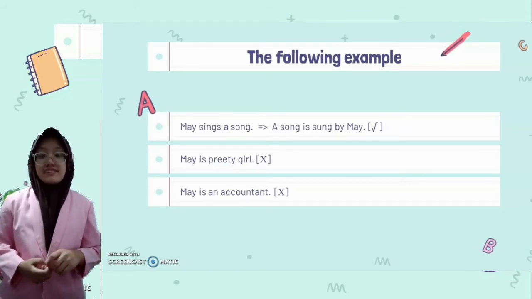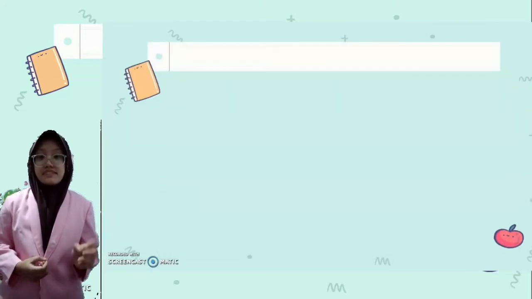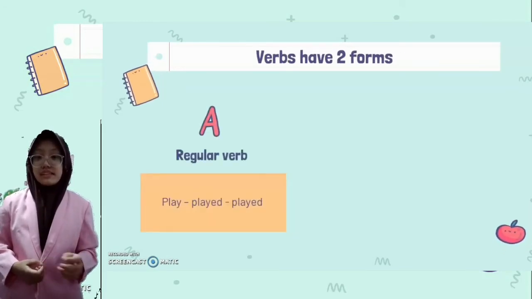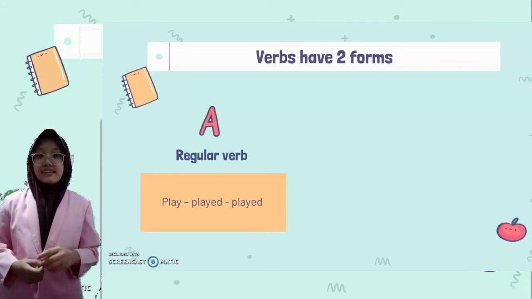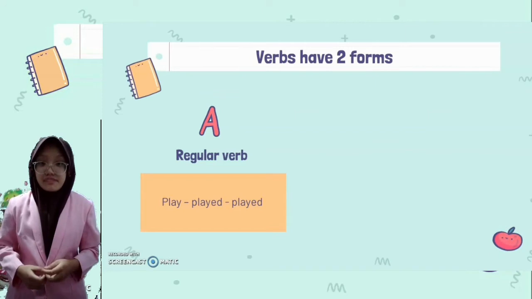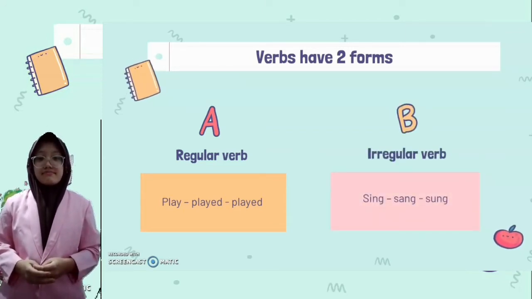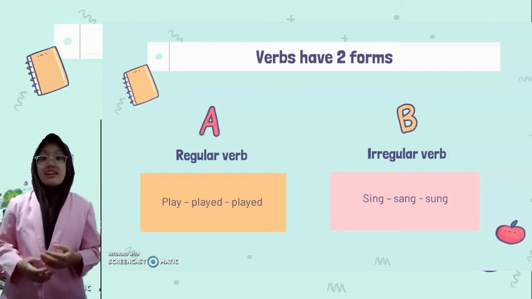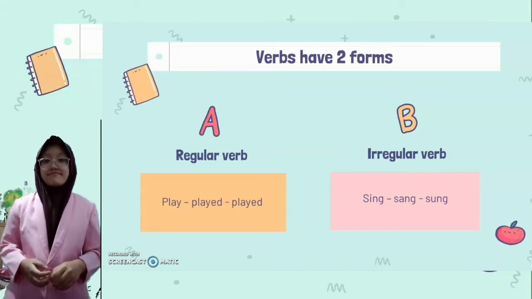Okay, now, apart from having three types, verbs have two forms. There are regular verbs, for example play, played, played. Meanwhile, an irregular verb is sing, sang, sung. Okay, you can see a little example of regular verb and irregular verb.